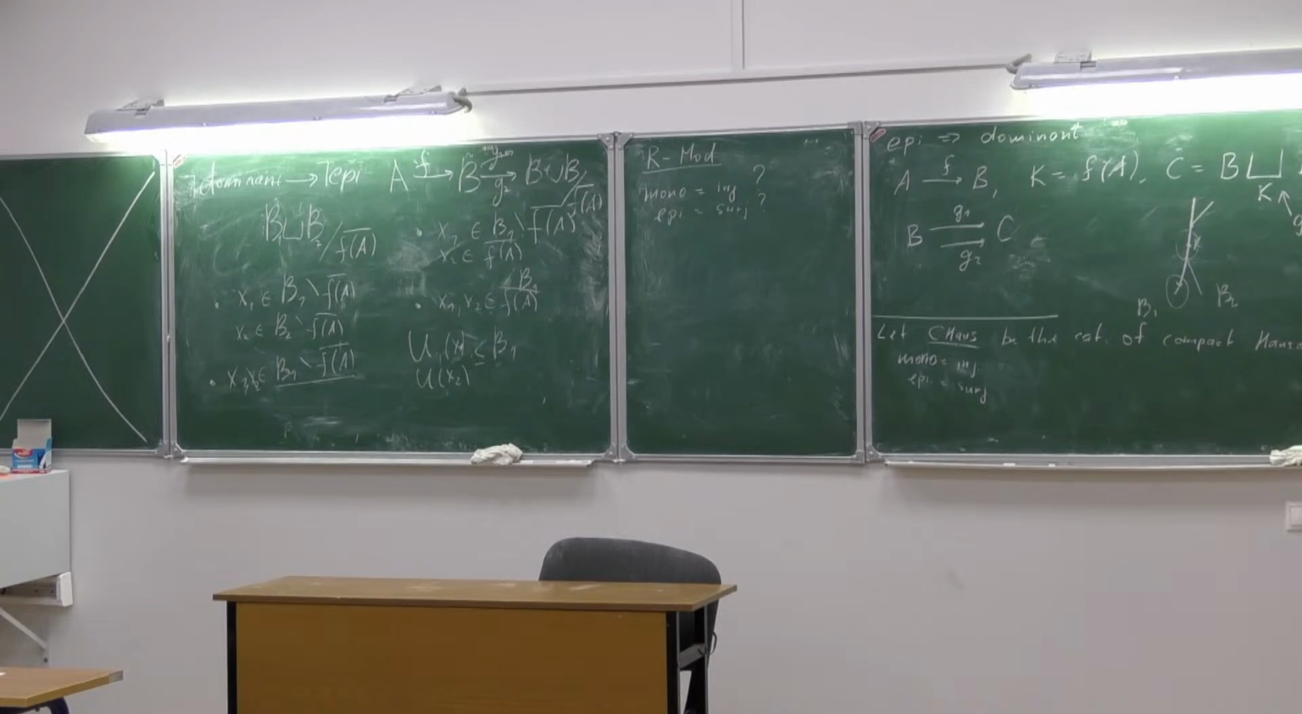May I ask, is it true that for compact Hausdorff spaces, every dominant map is surjective? Yeah, you essentially solve the problem.